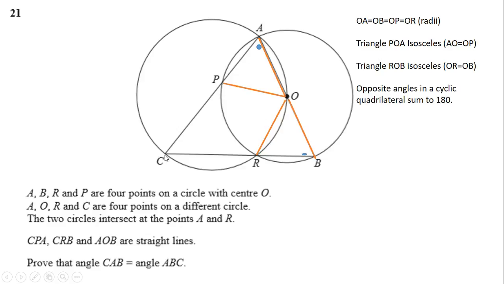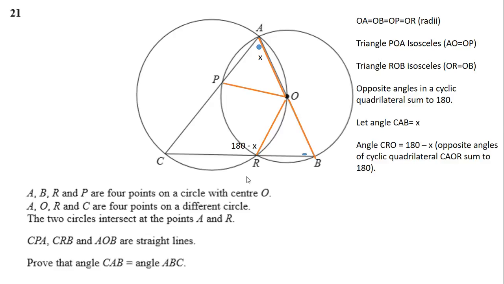We're using the fact that opposite angles in a cyclic quadrilateral sum to 180. So if we call this angle up here, the one with the blue dot on, X, then this angle down here that's opposite to it has to be 180 minus X. So we can say that CRO is 180 minus X and give the rule along with that for our proof. We've now got CRB, which is a straight line. Because it's a straight line, this angle here and this angle here together need to make 180 degrees, so we can say that angle ORB has to be X.